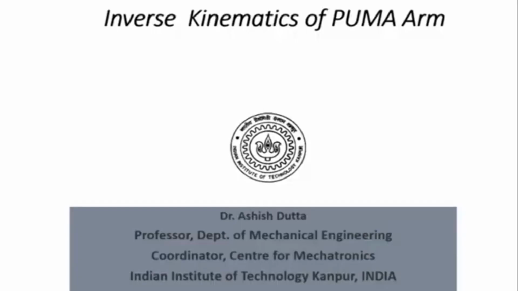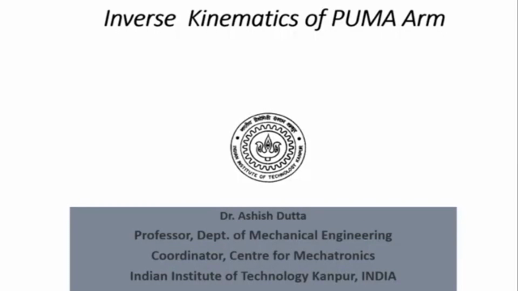Hello and welcome to this lecture number 9 of the course Introduction to Robotics. Today we'll talk about inverse kinematics of the PUMA manipulator. In the last class we looked at inverse kinematics of a 3 degree of freedom planar arm. Then we looked at the inverse kinematics of the SCARA robot, and we'll today move on to inverse kinematics of the 6 degree of freedom PUMA robot. So today we talk about the inverse kinematics of the PUMA arm.